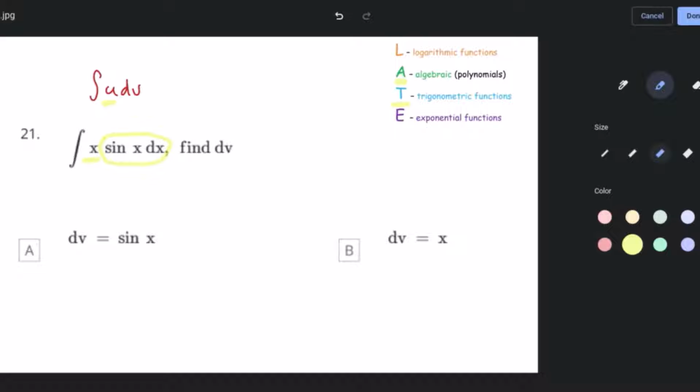because it comes after it, because u is basically x. So it's obvious that the answer is A. dv is equal to sine x.